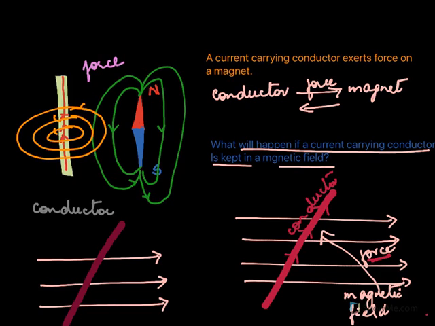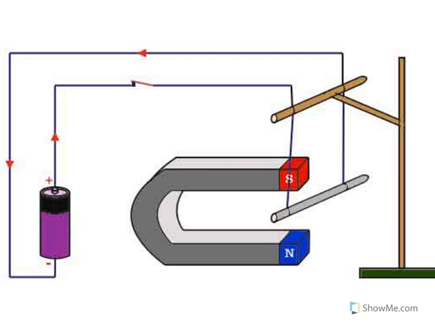Because now, if the current has stopped, there is only one field, and that is this magnetic field. There is no field associated with the conductor because the current has stopped. So the force also ceases. There is no force. So this is an arrangement to demonstrate how a force acts on a current carrying conductor.